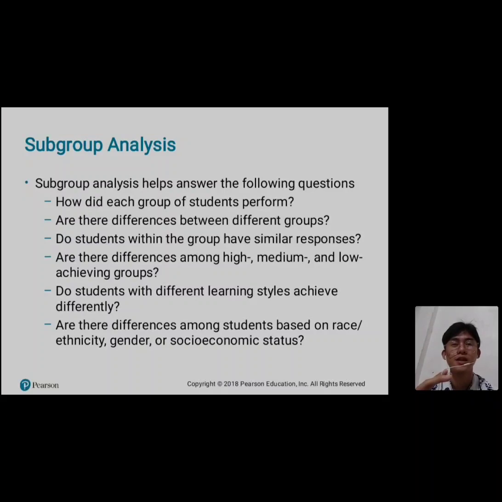Some students have techniques in improving their learning styles. That's why students with different learning styles achieve differently.